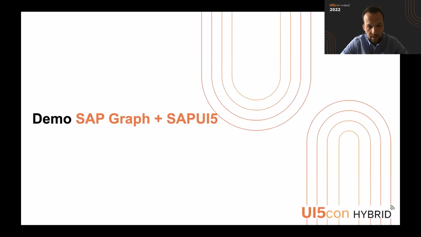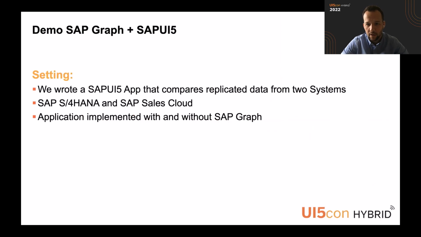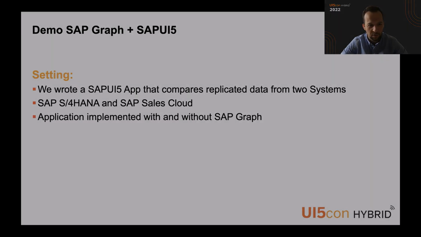So this brings us to our demo now, where we built a UI5 application that actually uses SAP Graph. A little about the setting: in this demo setting, we built an app that compares replicated data from two systems. We have an S/4HANA system and a Sales Cloud system, and we implemented the application with and without Graph to show you the differences. And now for the demo part, my colleague Evgeny will take over.